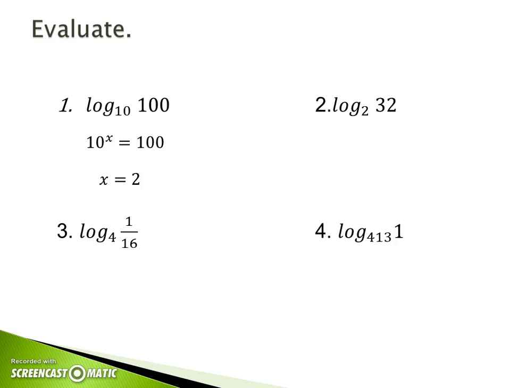Right. The next one, log base 2 of 32. That's 2 to the x equals 32. Well, 2 to the 5th is 32, so x equals 5. 4 to the x equals 1/16. To make something a fraction like that, we're going to use a negative exponent. And I know 4 squared is 16, so x is -2 here. The last one, 413 to the x power equals 1. Well, anything to the 0 power equals 1, so x equals 0.